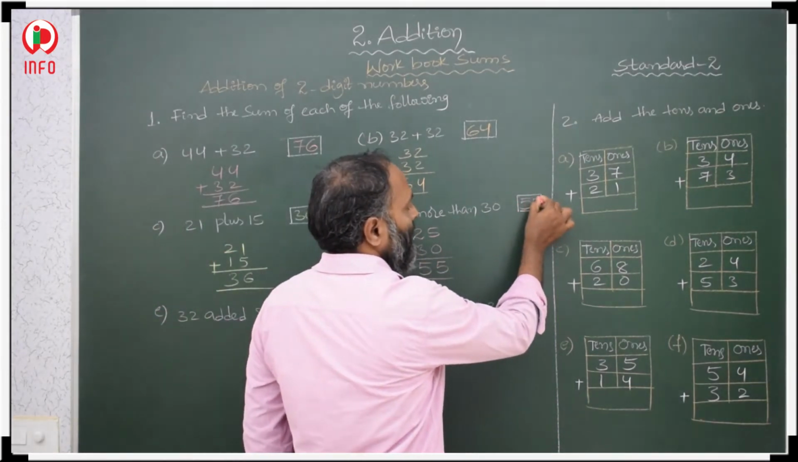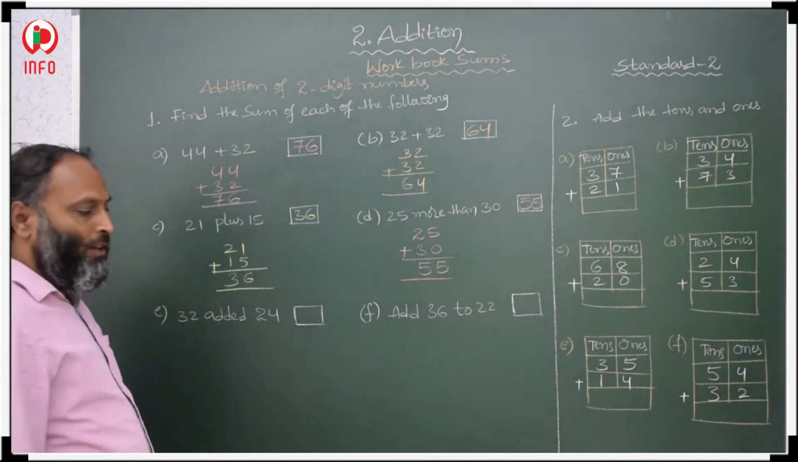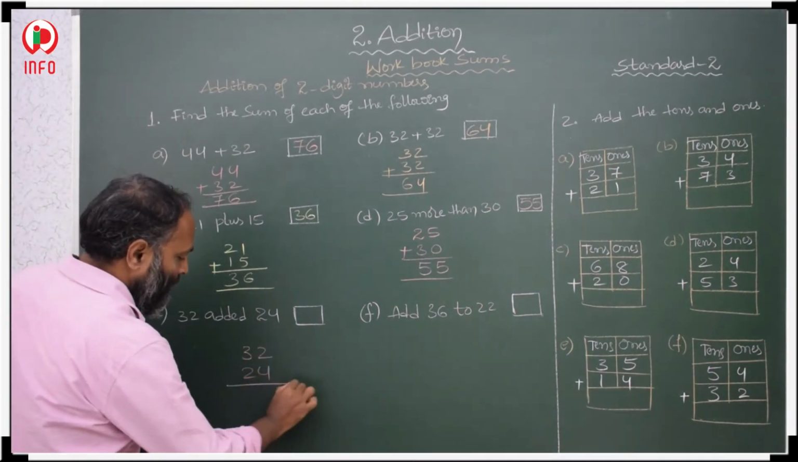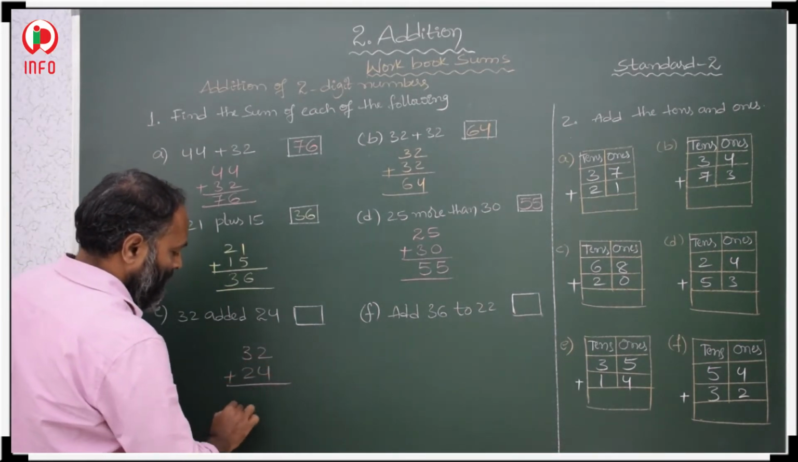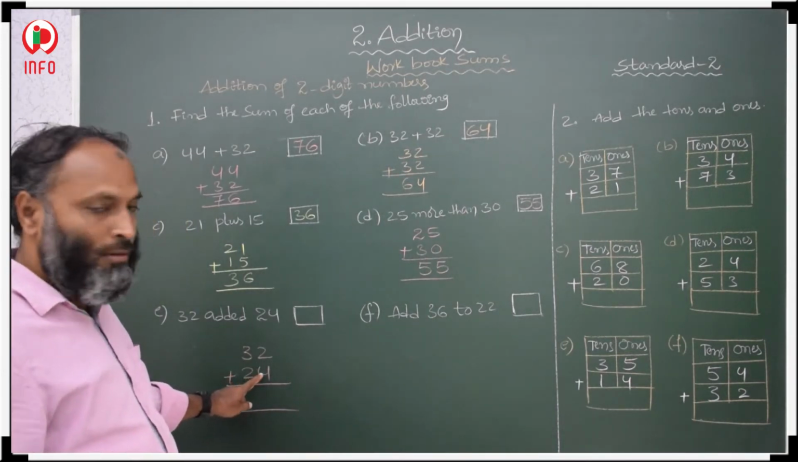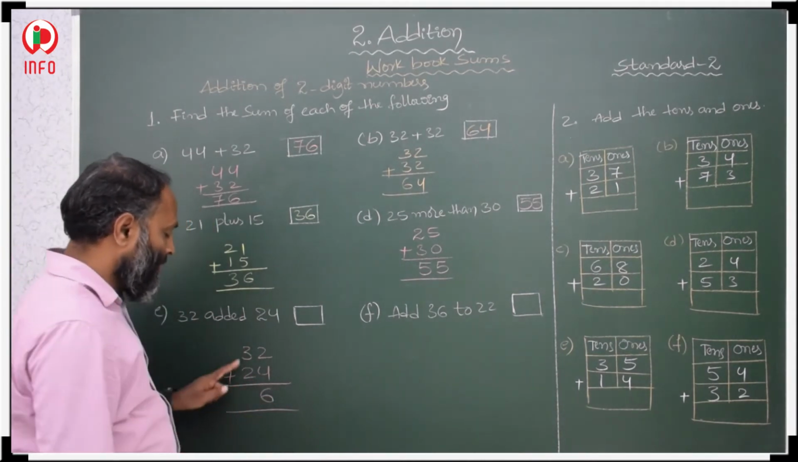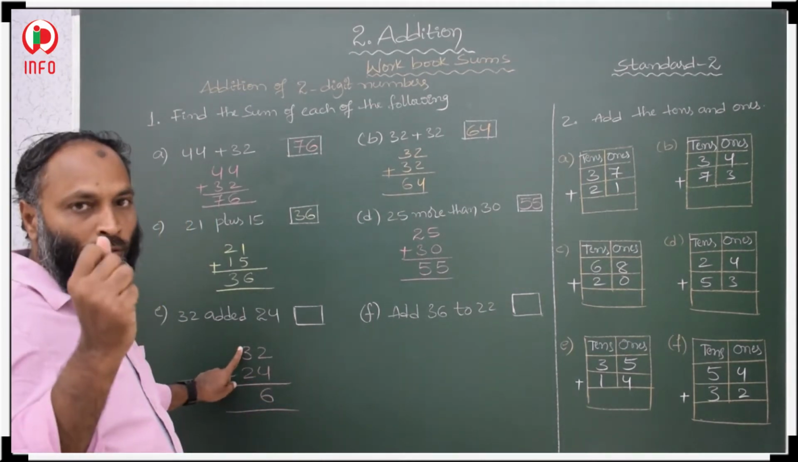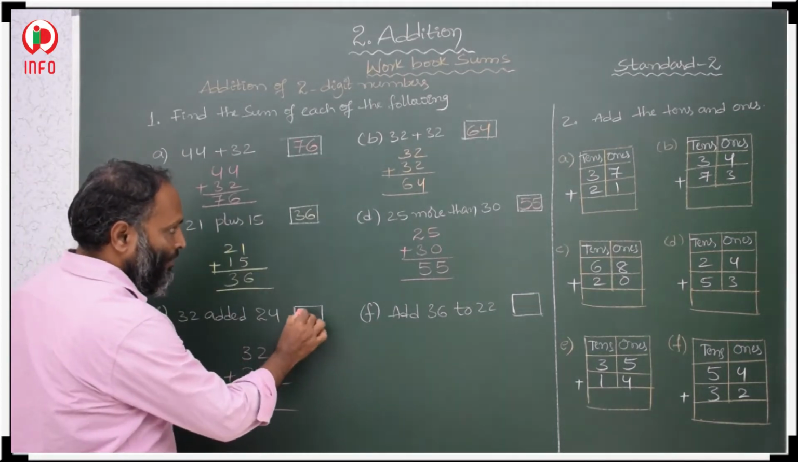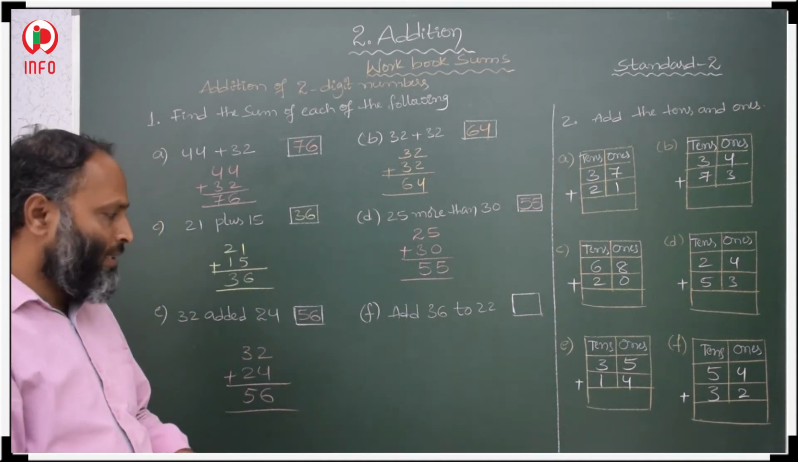Okay. Now, 32 is added to 24. Addition. Then 4 plus 2, 6. And 3 plus 2, 5. It is 56. 32 plus 24 is 56.